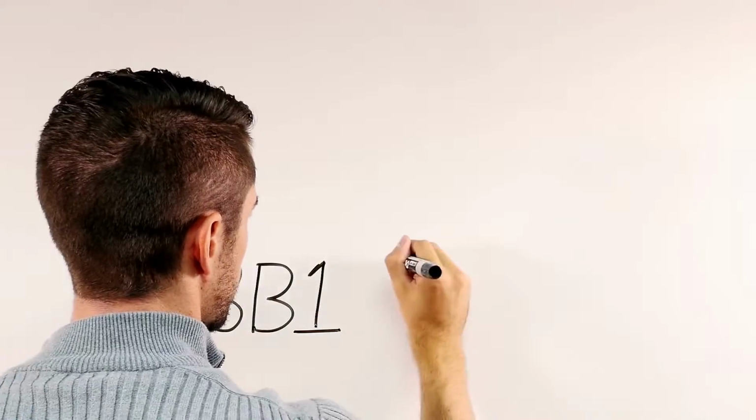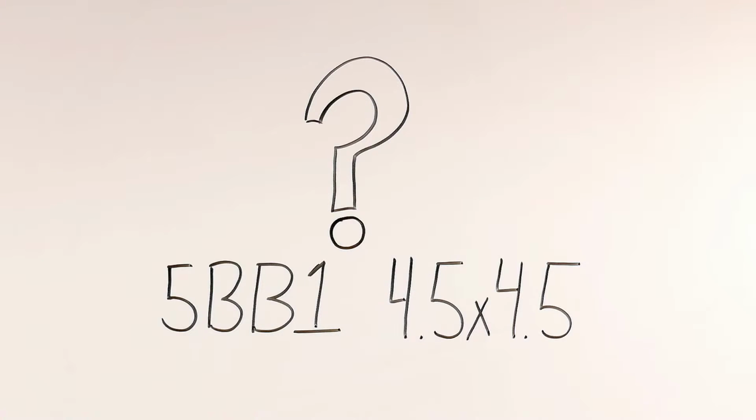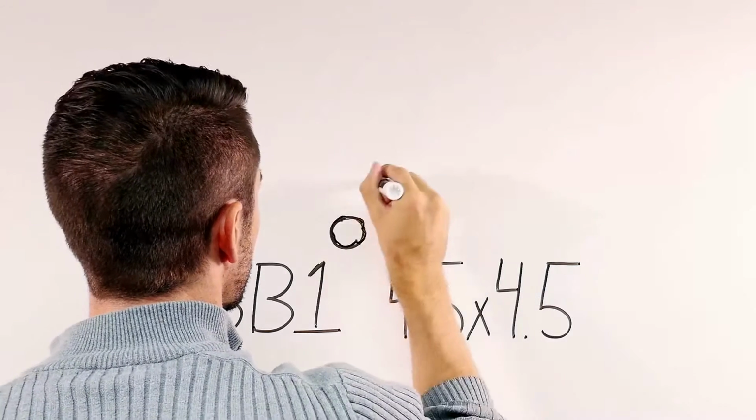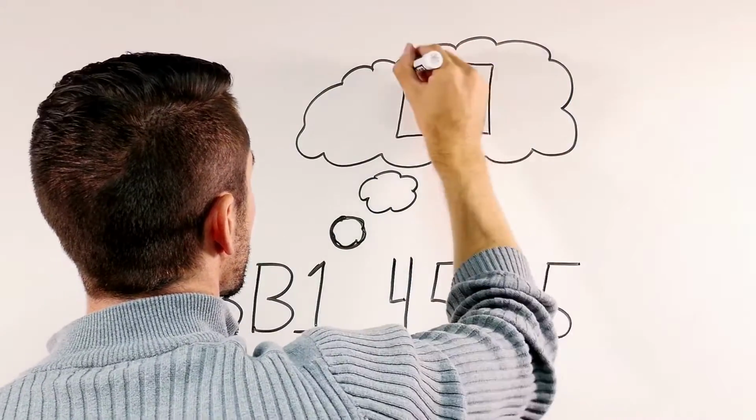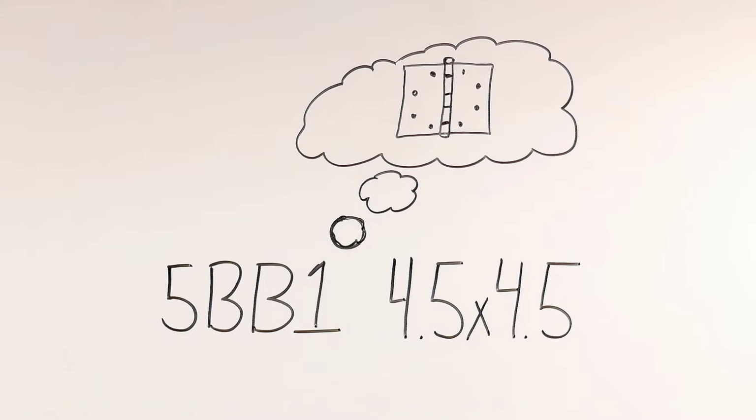Given what we've covered in this introduction, can you tell me what the Ives model number of 5BB1 4.5 by 4.5 means? If you are thinking it's a 5-knuckle, ball-bearing, full mortise hinge that is 4.5 inches high and 4.5 inches wide, you are correct.